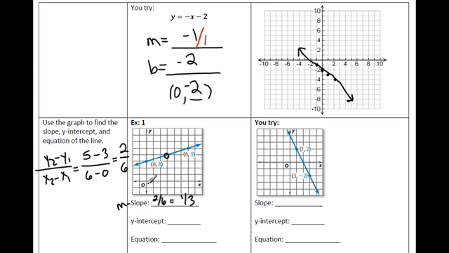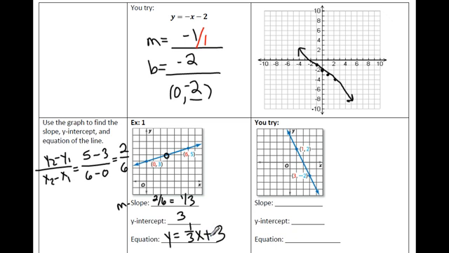I see the line crosses 3 spaces above the origin. So my y-intercept is a positive 3. So my equation is y equals 1/3 x plus 3. It's always y equals your slope number times x plus the y-intercept number.